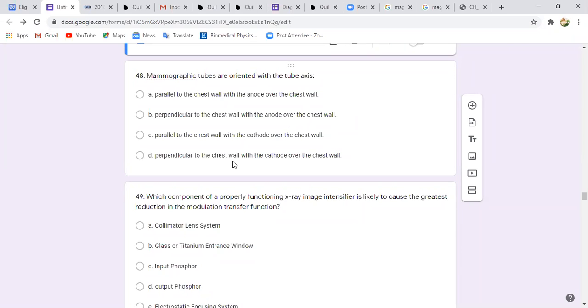The tube must be perpendicular to the chest wall. Of course, the cathode must always be over the chest wall, so that as the breast tissue becomes smaller, we are approaching the anode side because of the heat effect, which should be taken advantage of here. The tube has to be perpendicular to the chest wall.